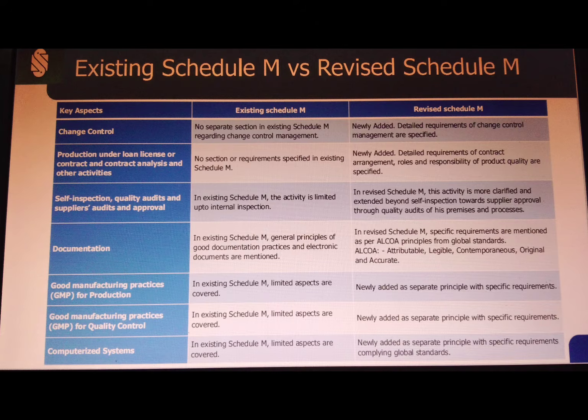GMP for QC. In existing Schedule M, limited aspects are covered. On the other hand, newly added a separate principle with specific requirement. Computerized system. In the existing Schedule M, limited aspects are covered. On the other hand, in the revised Schedule M, newly added as a separate principle and specific requirement comply global standard.